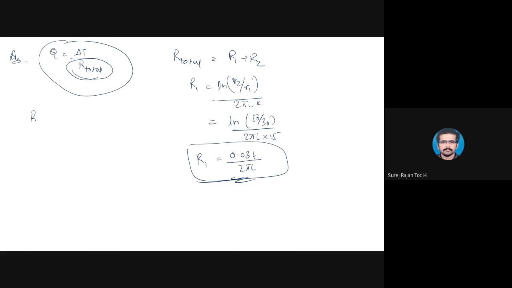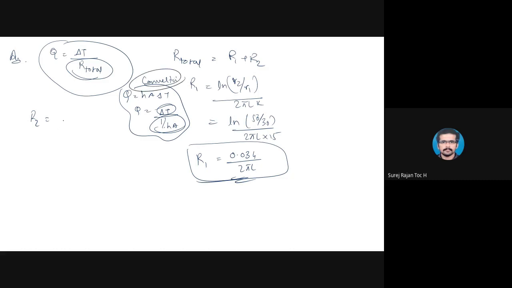Then coming to R2, the convection resistance. We know that Q is equal to h A delta T. So from here, Q is equal to delta T divided by 1 by hA. Here this is the resistance, and this is the driving force in terms of convection. Driving force divided by resistance.